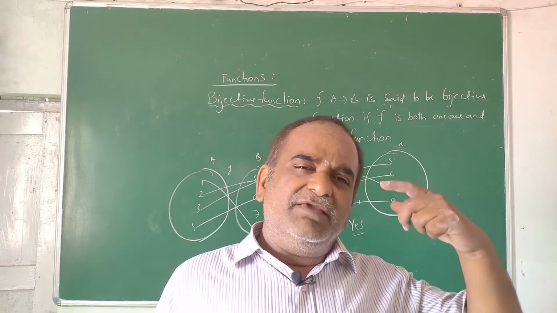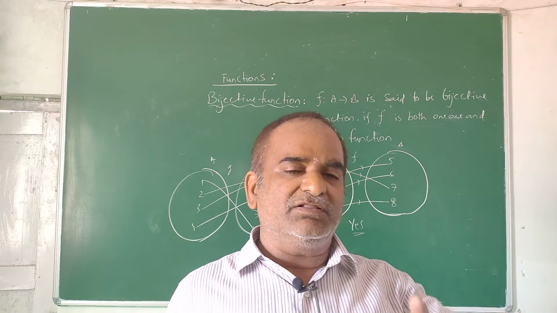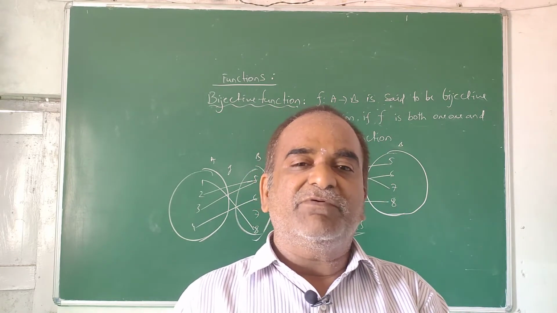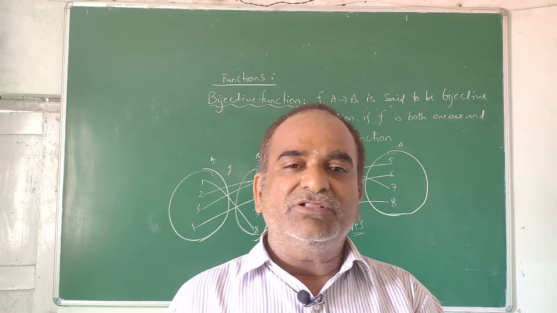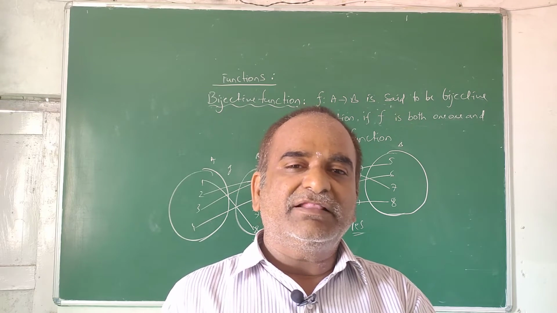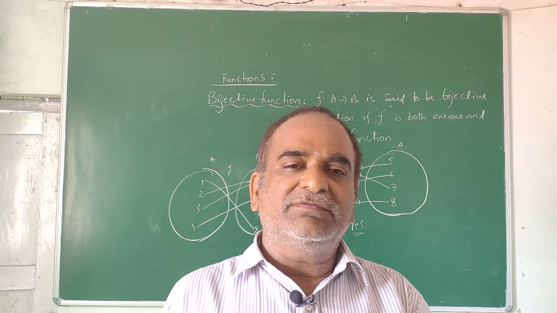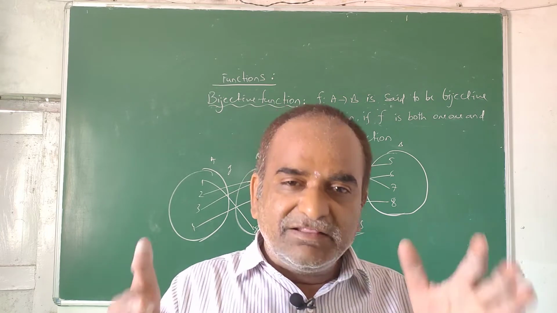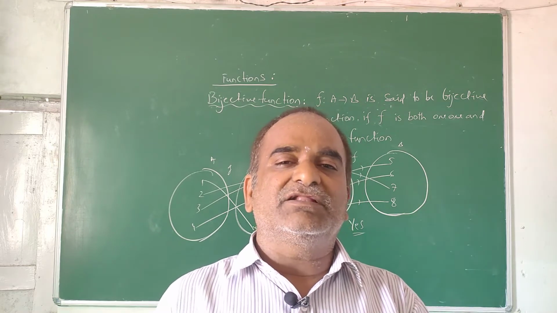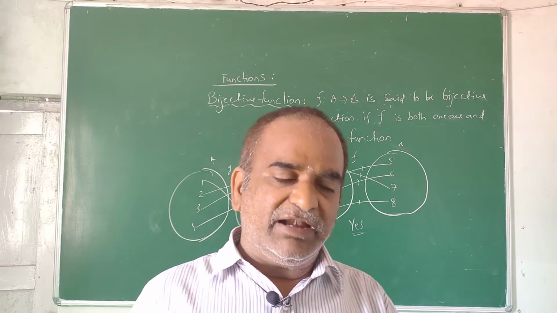Even if one function rule is successful but onto is not successful, it cannot be bijective. If onto is successful but one-one is not successful, not bijective. If both are not successful, not bijective. It is bijective if and only if you are seeing both function rules, the one-one rule as well as the onto rule, simultaneously.